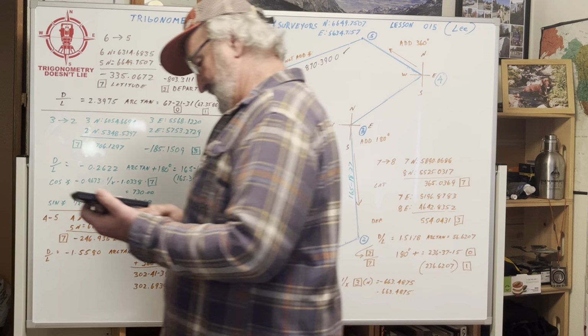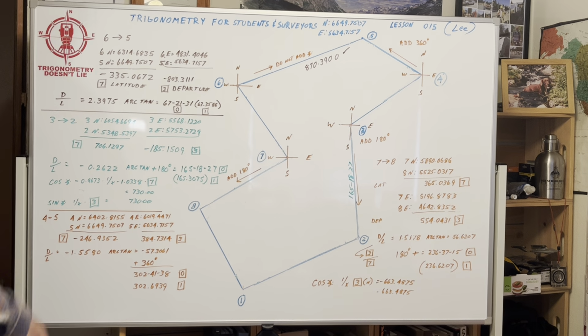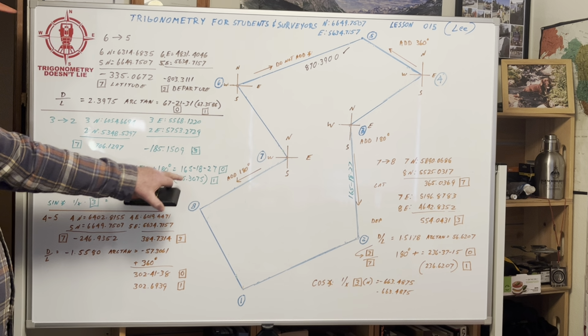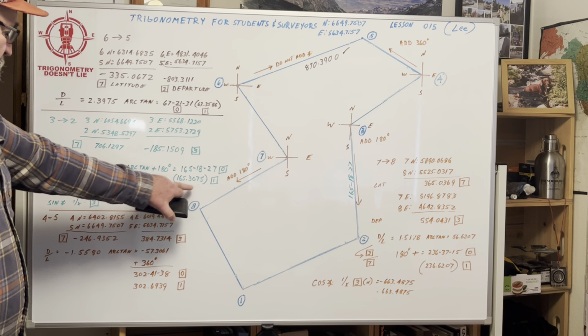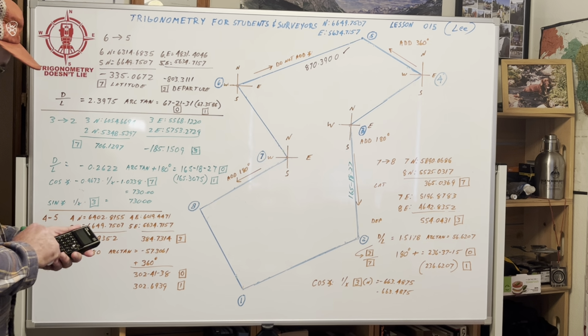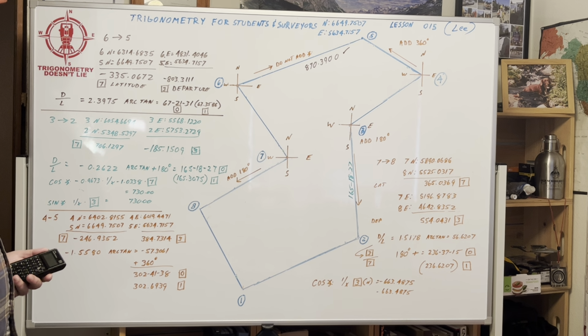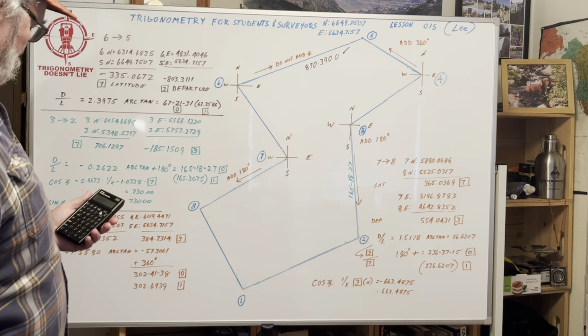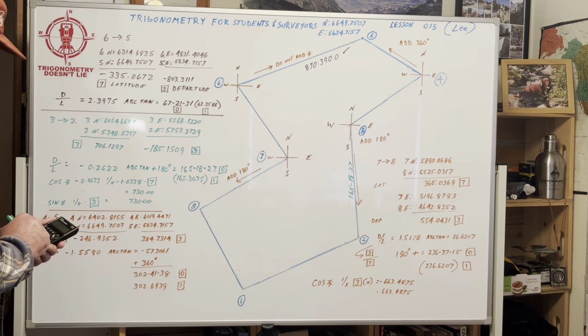Okay, there you are. And that's written right there. Now we've stored this as 1, so we're going to recall 1. And now we're going to find our distance, our hypotenuse distance. Recall 1, and we're going to go cosine.